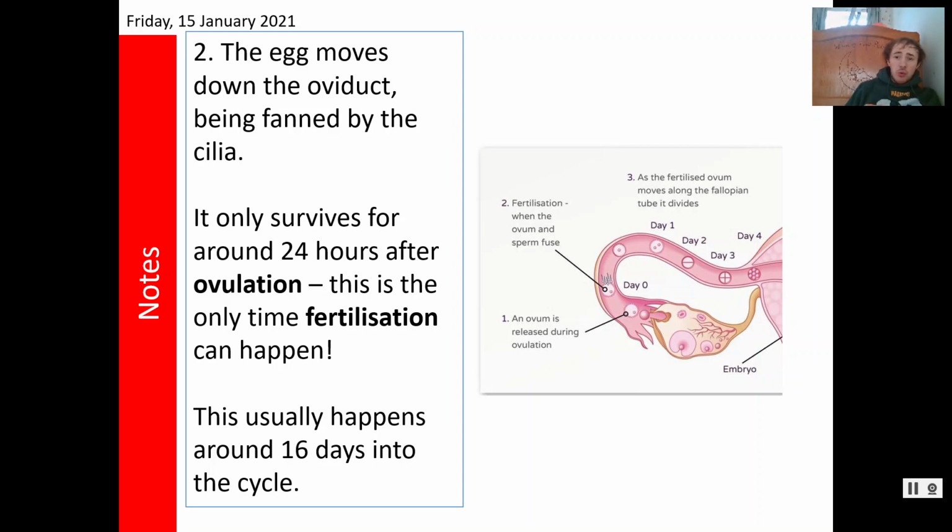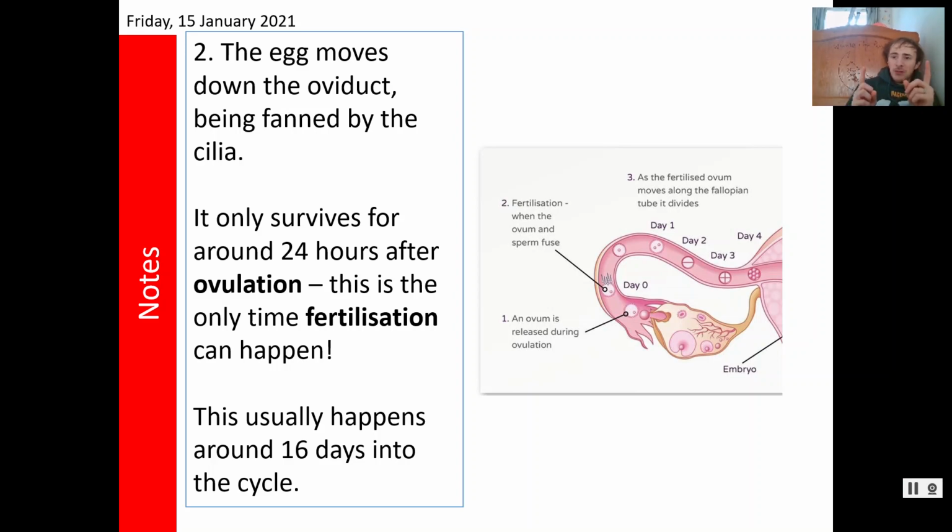Now, eggs do not live very long. They only survive for about a day or two after ovulation. And if you think about it, that's the only time you can possibly get pregnant. As a woman, the egg has to have been released for it to get fertilised. Otherwise, if it's in the ovary, it can't get fertilised. Sperm can't get into the ovary, otherwise it'd be horrible. You'd have thousands of babies. But no, you have to wait for it to be released, and it has to be alive.